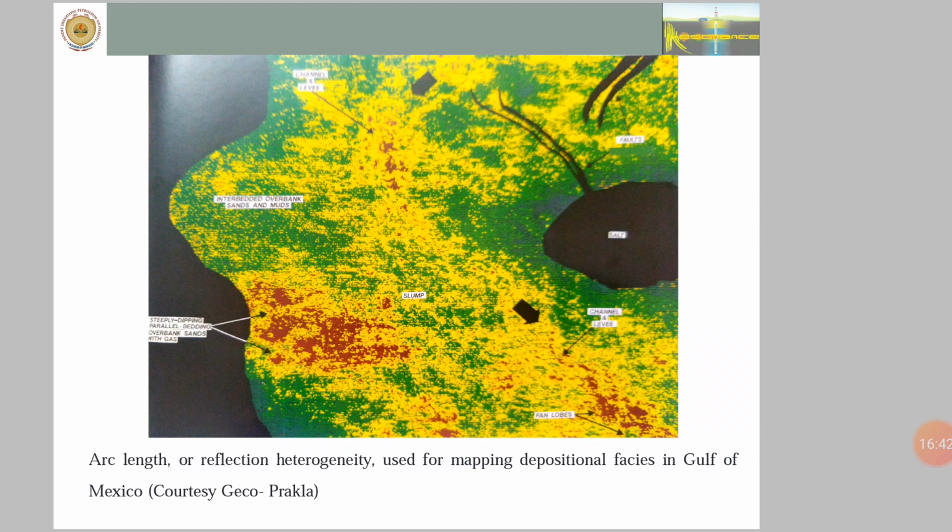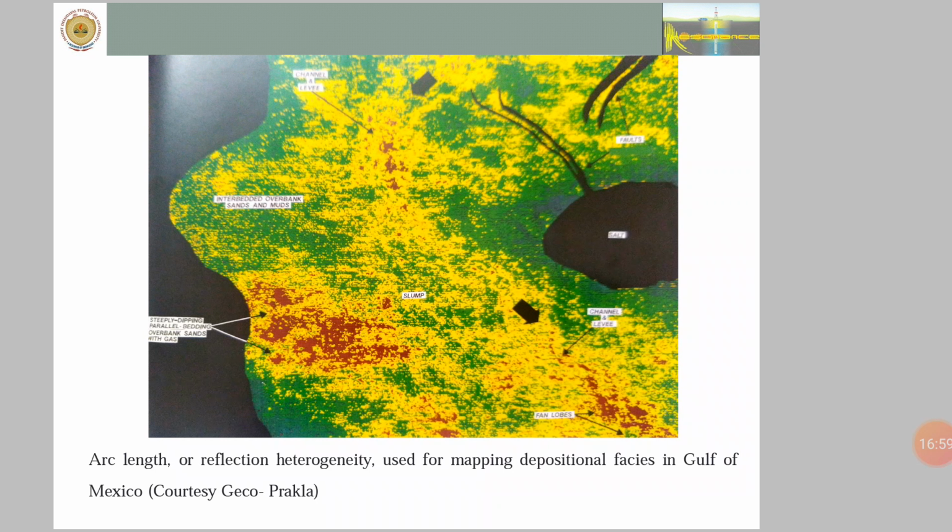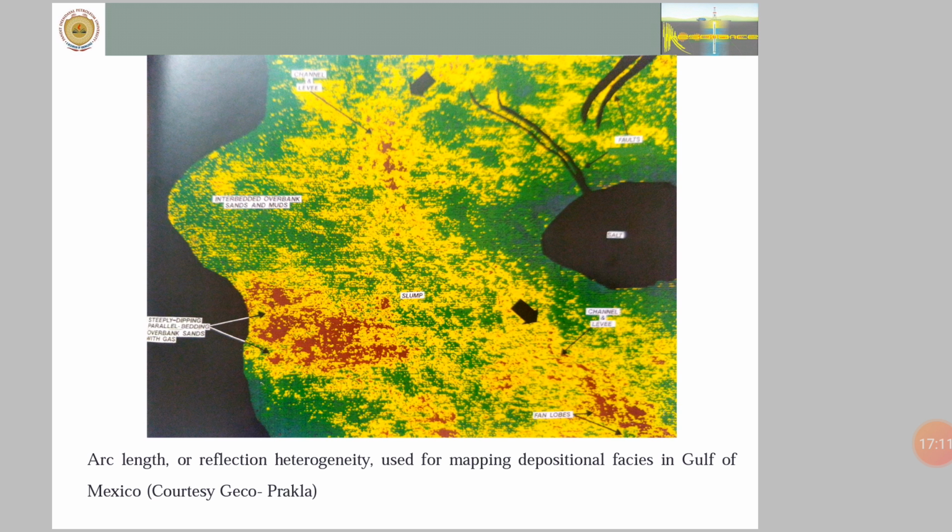Many times we have seen that they are braided channels, and in these braided channels we can actually see shore parallel sand, which is of importance from the hydrocarbon point of view, and these are cut by tidal inlets, which are the cheniers. So barrier bars and cheniers have to be understood in order to establish the relationship of attributes with the hydrocarbon presence. Amplitude, instantaneous frequency, and arc length, which is nothing but reflection heterogeneity, are used for mapping depositional phases.